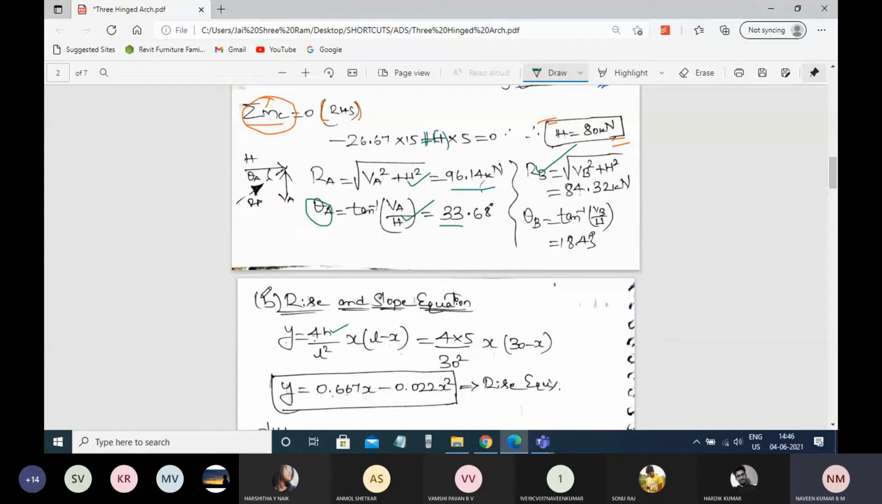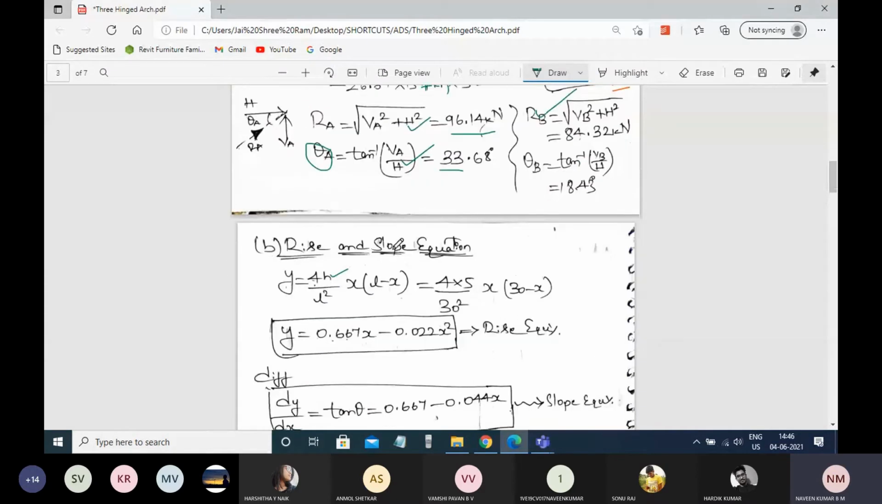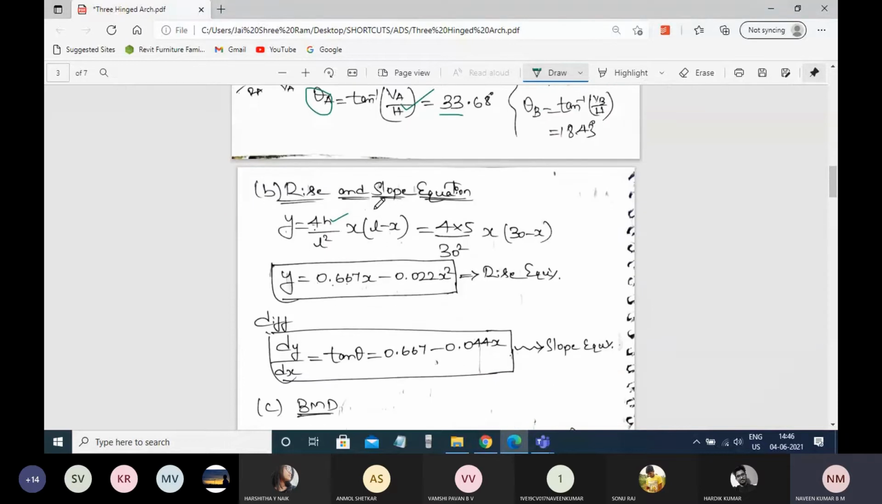Now, why do you require the rise and slope equation? You require the rise equation in order to find the moment. I'll show when we are going to apply this equation, but you try to get the rise as well as the slope equation. For that you need to remember the equation of parabola, that is y equals 4 times h divided by L square times x times (L minus x). Here you already know the h value and the L value.